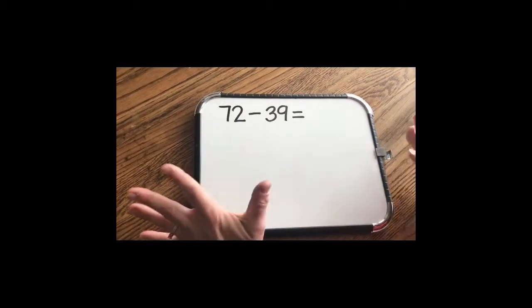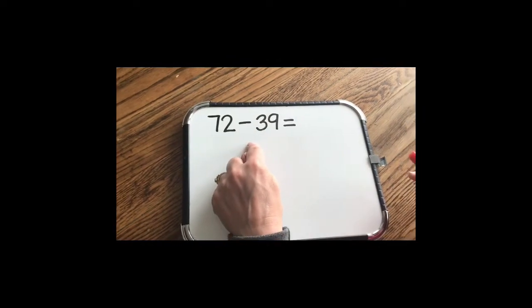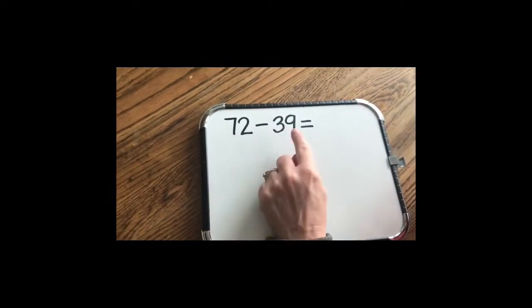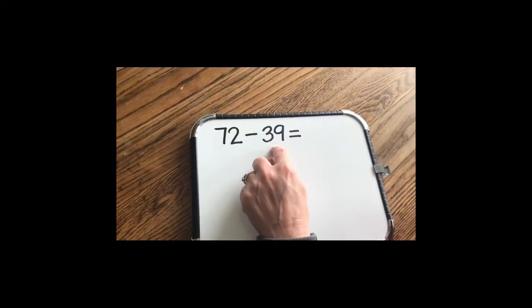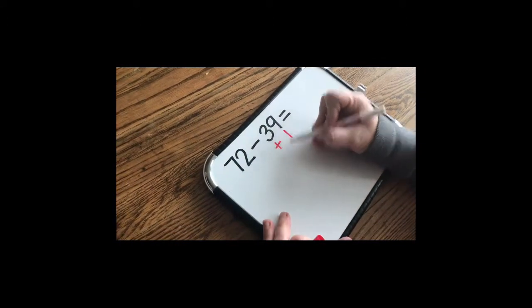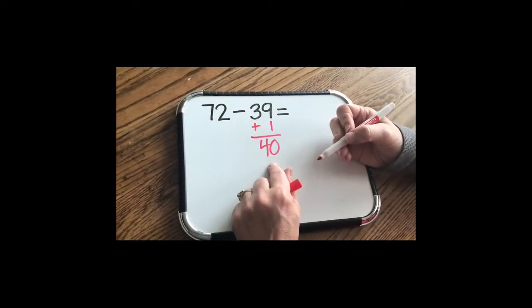Now, compensation works really well on this kind of subtraction equation, 72 minus 39. The reason it's going to work well here is because my subtrahend, the number I'm taking away, is very close to a multiple of 10. I can add 1 more to 39 and turn it into 40. And 40 is an easy number to subtract.